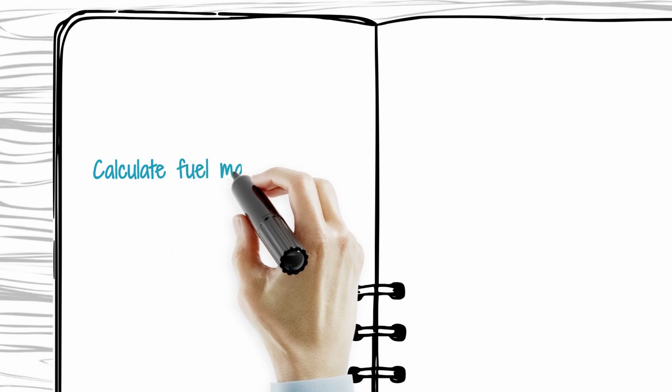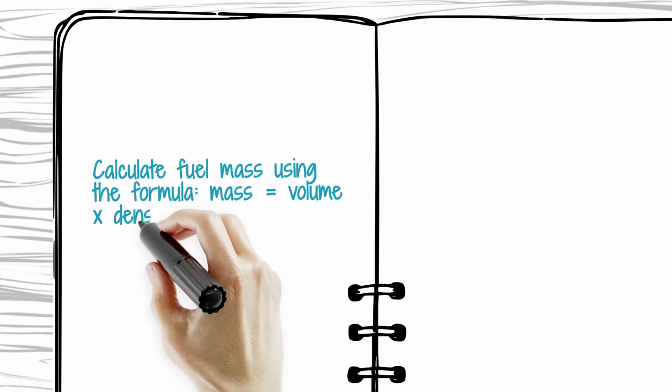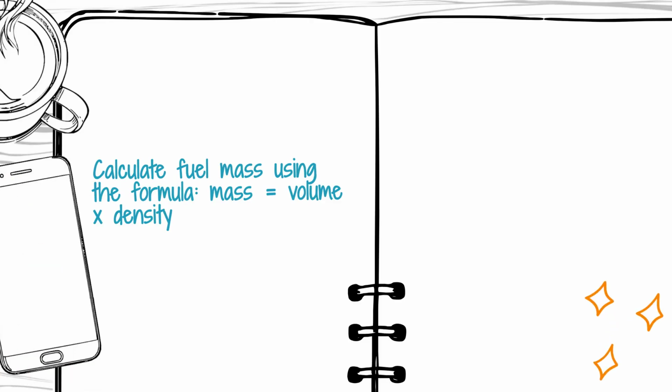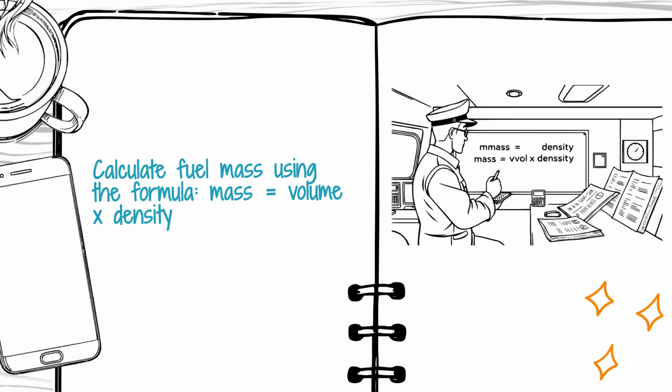The fundamental formula you will use is that mass equals volume multiplied by density. By multiplying your observed volume in cubic meters by the corrected density in metric tons per cubic meter, you arrive at the actual mass of the fuel in the tank.